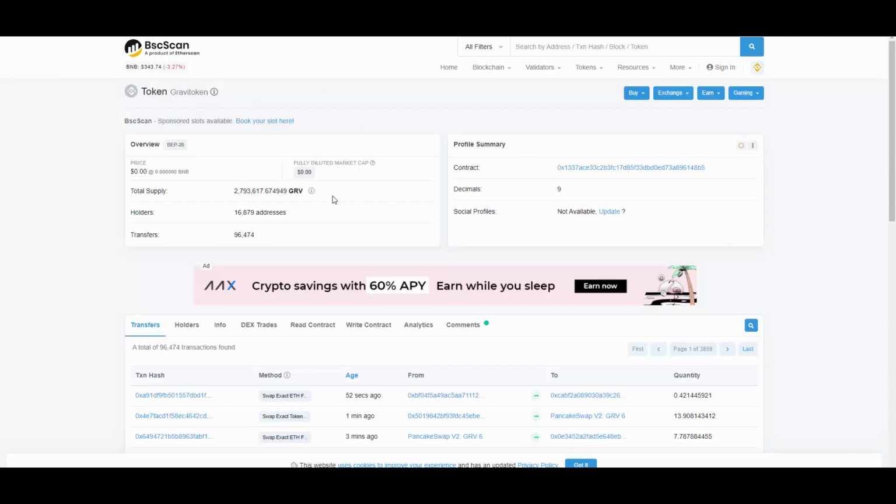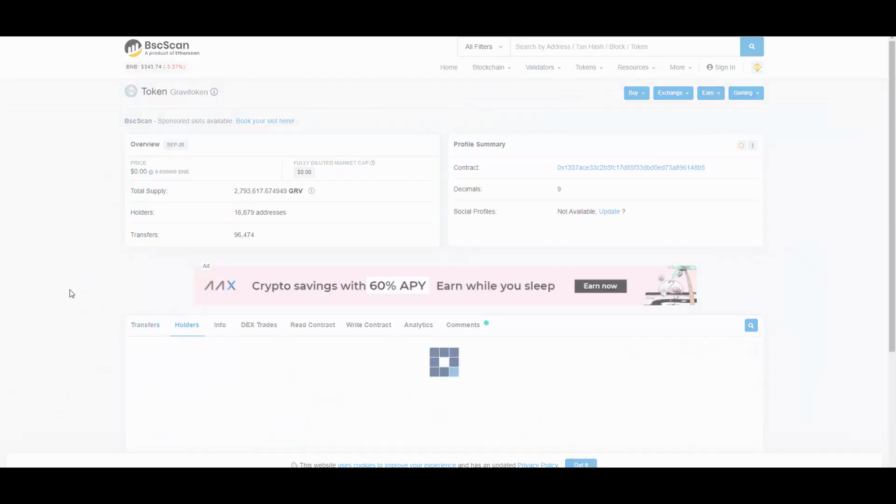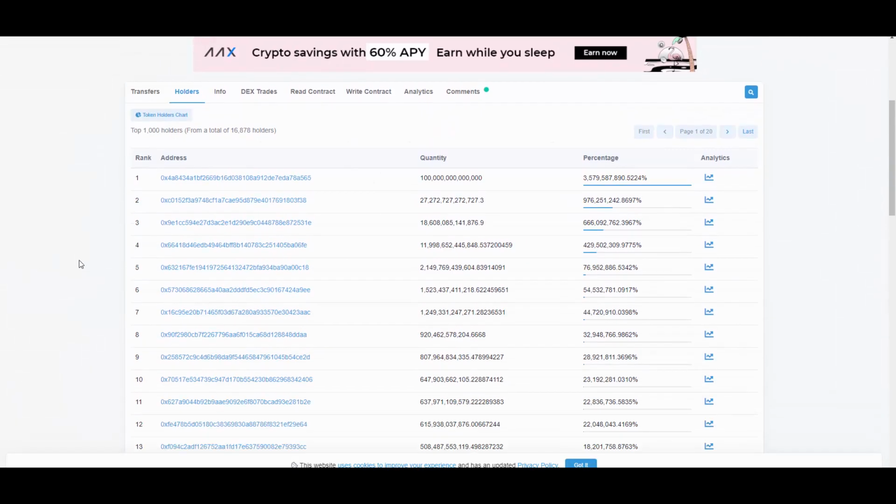When it comes to the holder amount, they are sitting at a decent almost 17,000 holders, as you can see, and you can also check this out. It's showing you how many people are holding. So that's it right here.